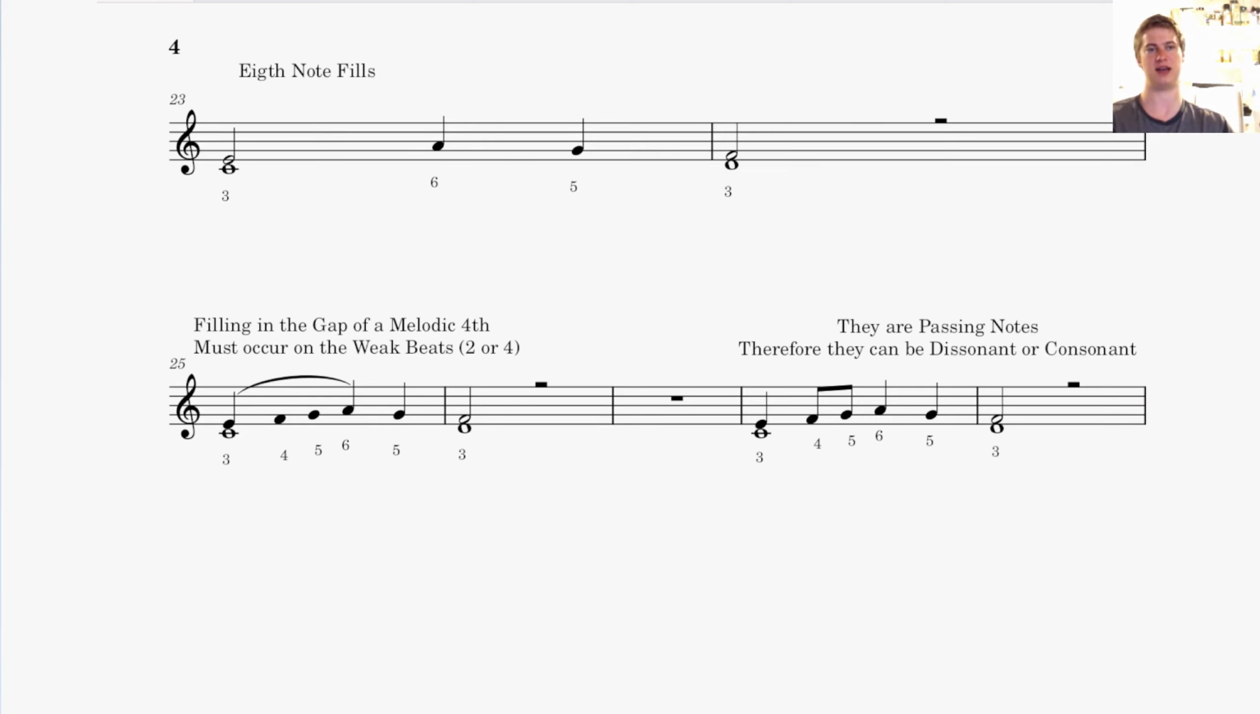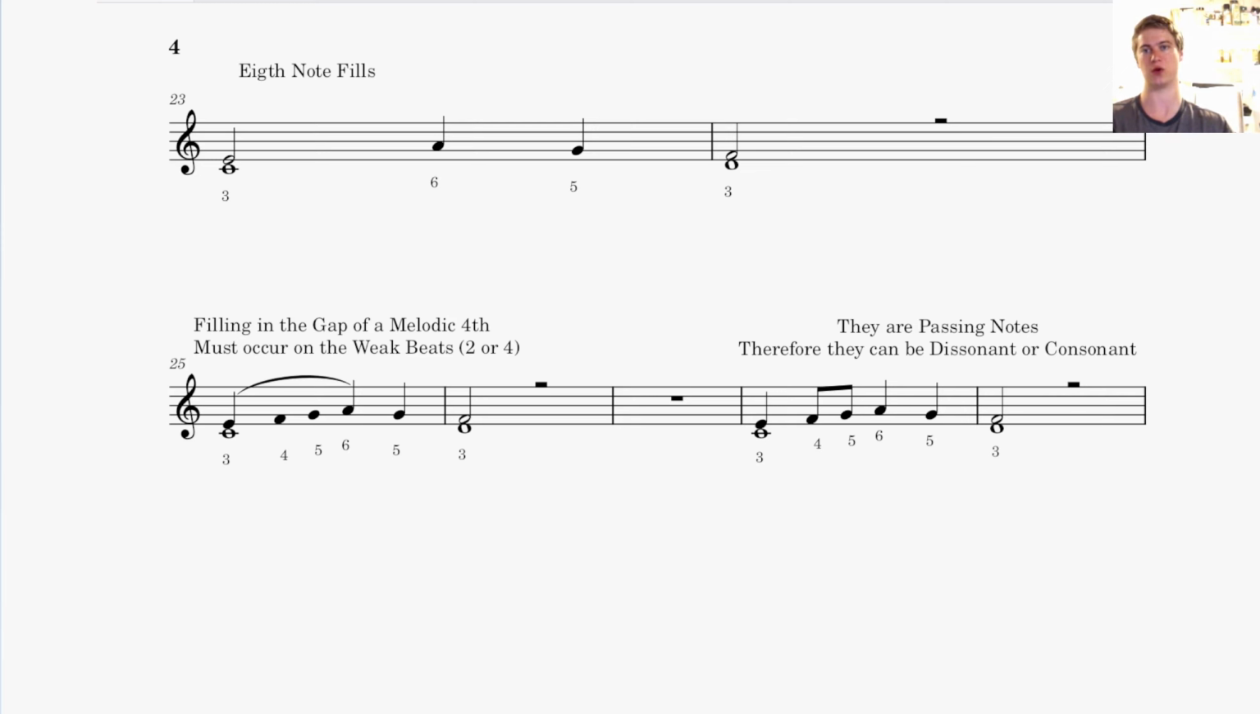These eighth notes acting as passing notes need to fill in the span of a fourth ascending or descending. And it doesn't matter if they're consonant or dissonant since they are passing tones. But because they're passing tones, they must occur on the weak beats of the measure, beats 2 or 4 of this 4/4 measure.